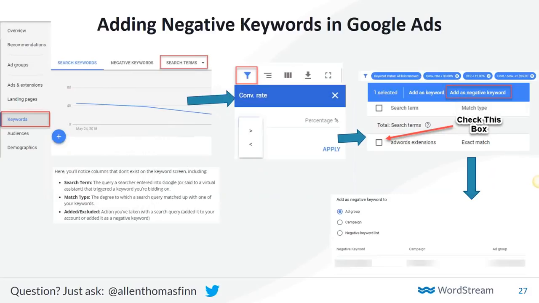And then you're going to go to keywords, as you can see all the way on the left here, and then navigate to the search terms tab within there. And what that's going to do is pull in a few extra columns. Obviously, you guys should be familiar with those, and that's the search term itself, the match type that allowed one of your keywords to be triggered by that search query, and then whether or not you have added or excluded a query.